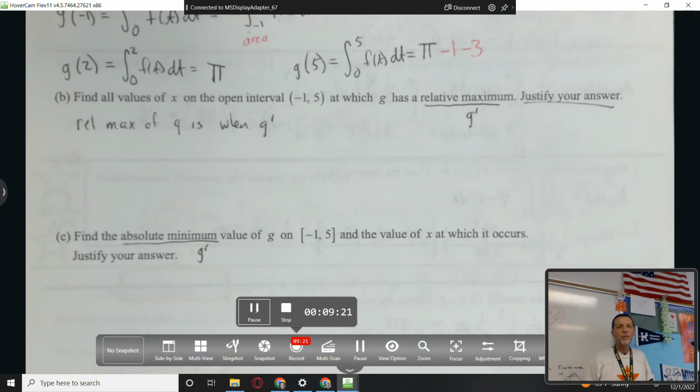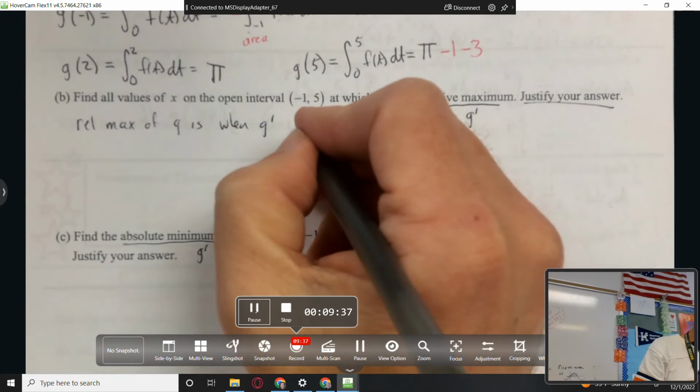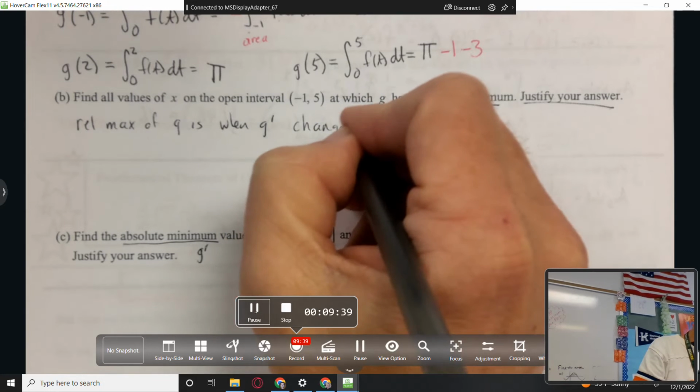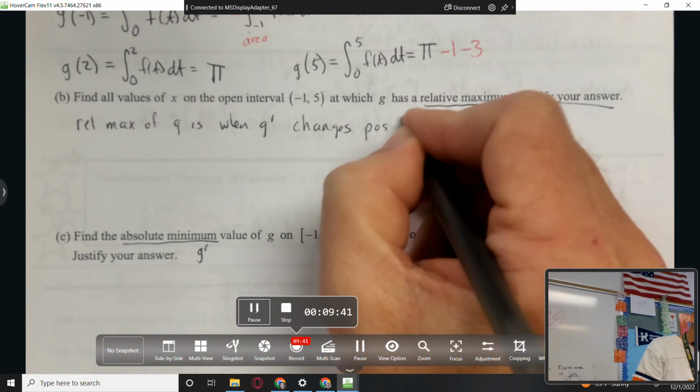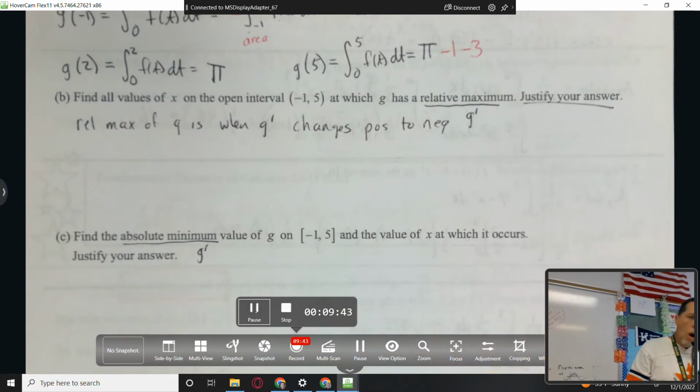We should be able to answer this in the middle of the night, woken from a dead sleep. Yeah, positive to negative. You just got to think about it each time. When g prime changes positive to negative, what's g prime equal to?